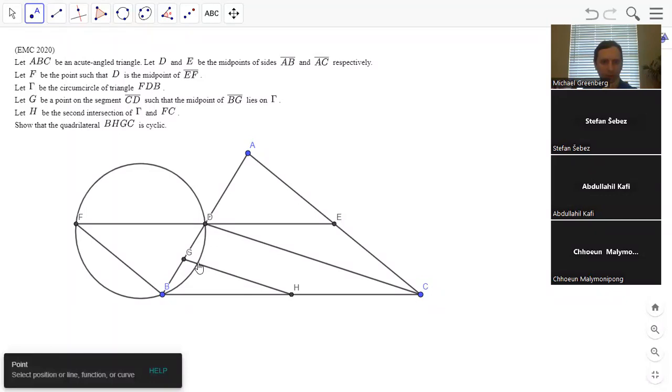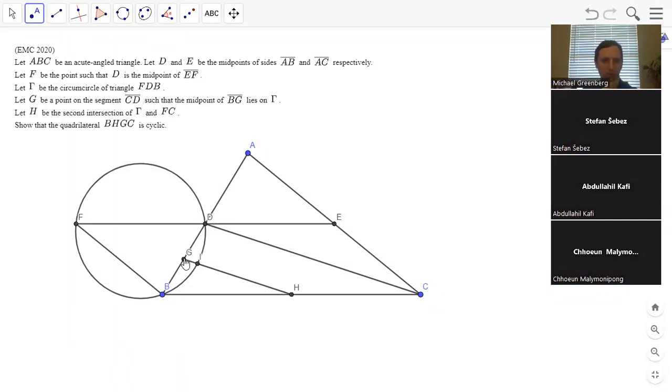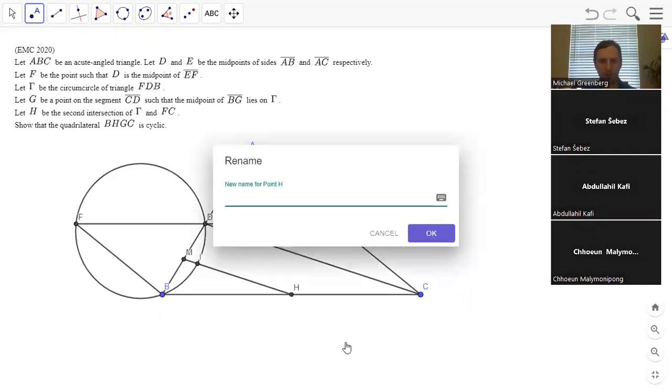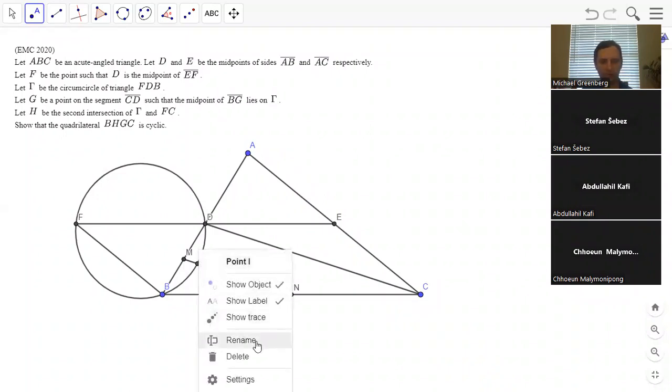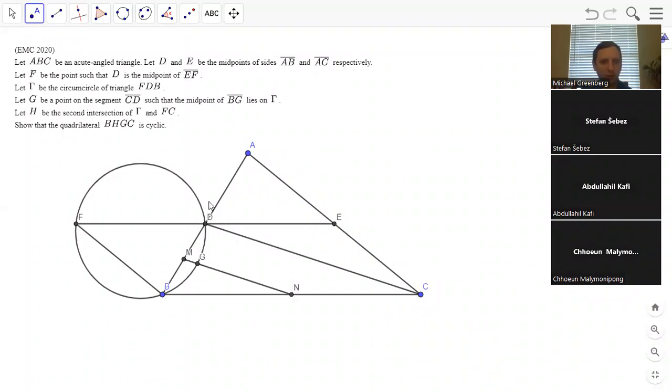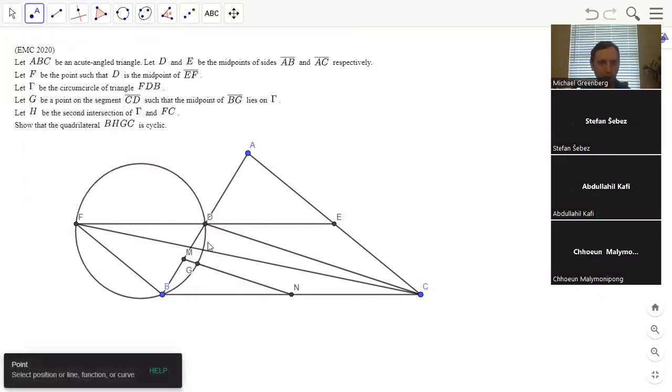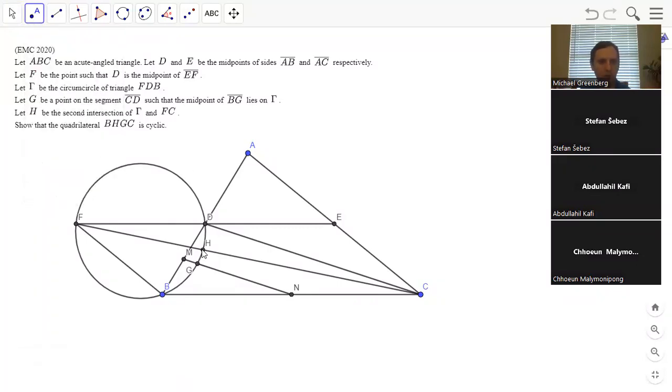But we need to rename stuff. So we'll call this M and N. And then this would be G. And H is the intersection of this circle and FC. And we want to show BHGC is cyclic. That doesn't look true in this diagram, so maybe I made a mistake.